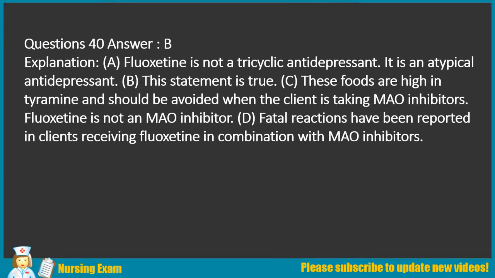Question 40. Answer: B. Explanation. A. Fluoxetine is not a tricyclic antidepressant. It is an atypical antidepressant. B. This statement is true. C. These foods are high in tyramine and should be avoided when the client is taking MAO inhibitors. Fluoxetine is not an MAO inhibitor. D. Fatal reactions have been reported in clients receiving fluoxetine in combination with MAO inhibitors.